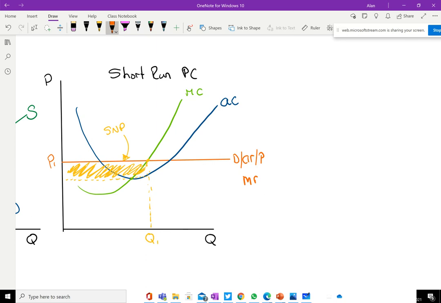We draw our AC curve, we draw our MC curve at the lowest point of our AC curve. And when we draw that, we always produce where MC is equal to MR, always. And at that point, this is our average cost. There's our average revenue. This is all supernormal profits.